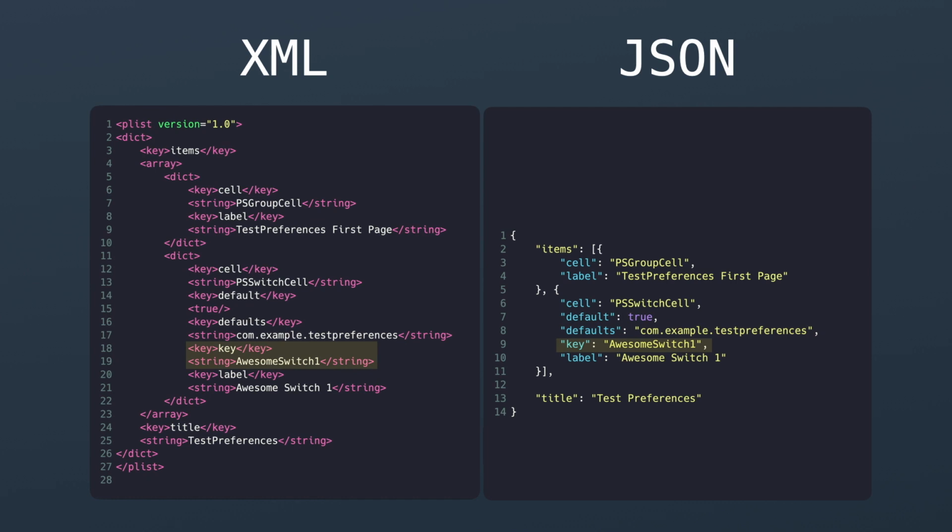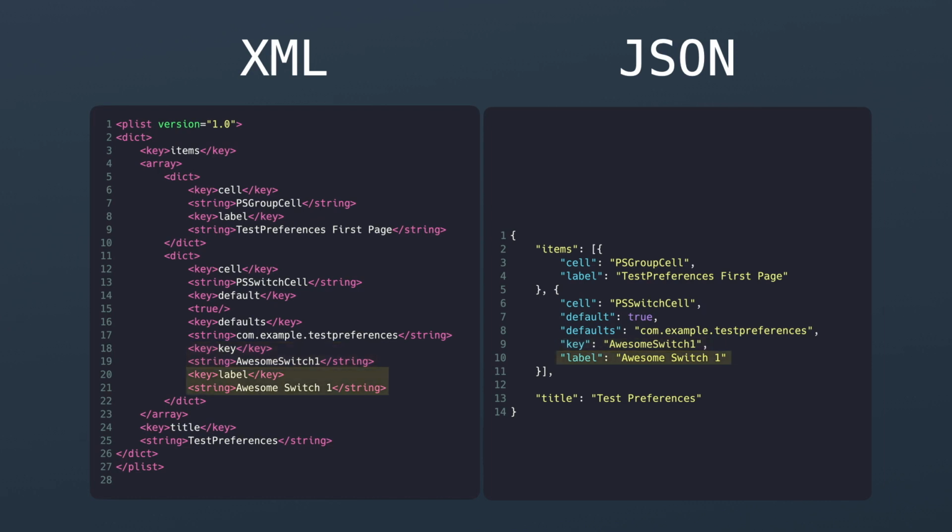The next property for this cell has the key of key, and that's why I think the XML version is a little bit harder to read. Now the key is basically just an identifier for a specific setting, and that key can be whatever you want it to be. By default it says awesomeSwitch1, but it could say something like tweakIsEnabled or something else. And the last property is the label, and this again is going to show up on the screen.